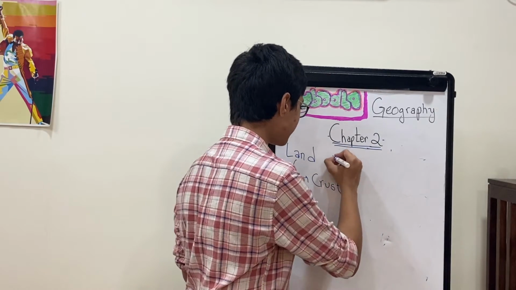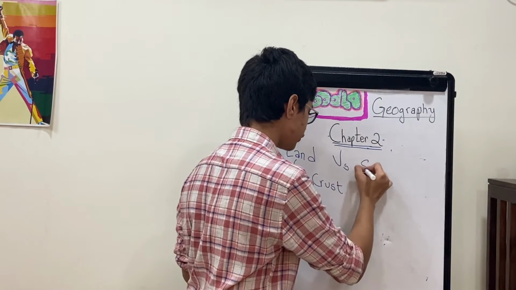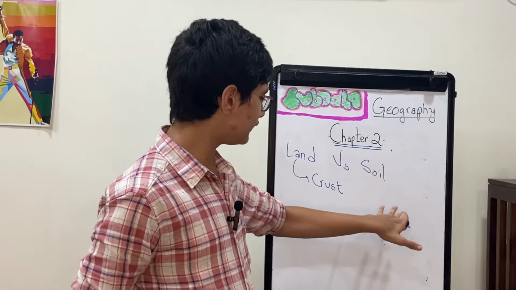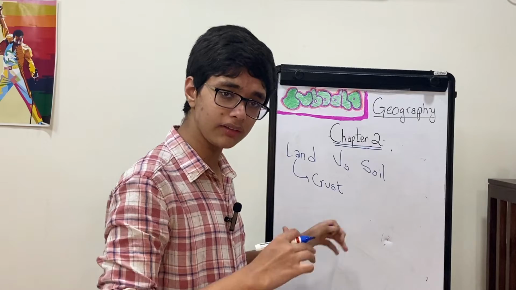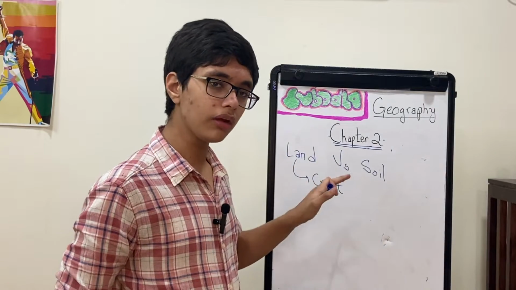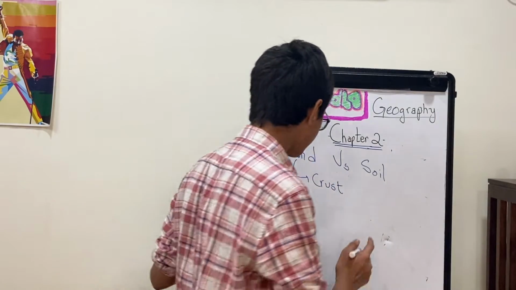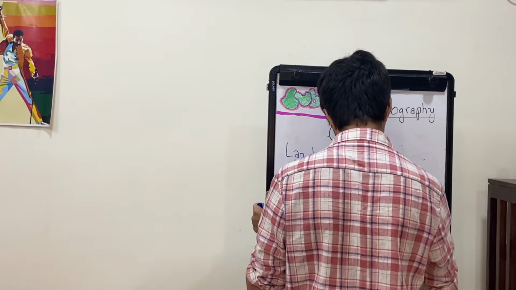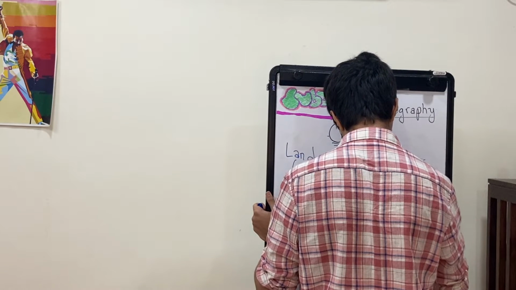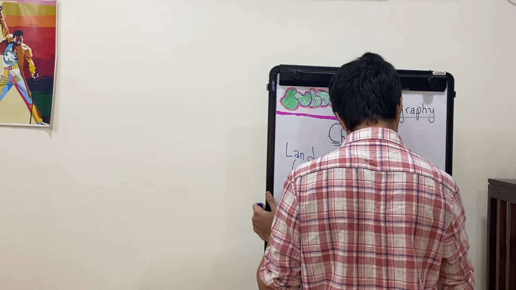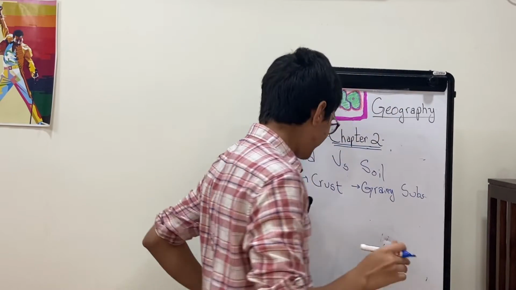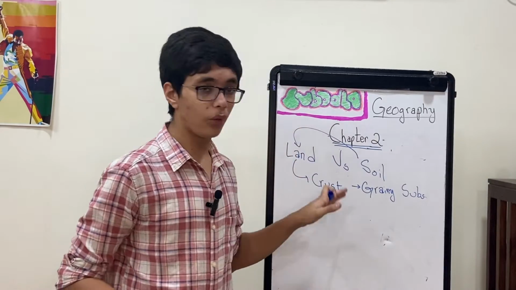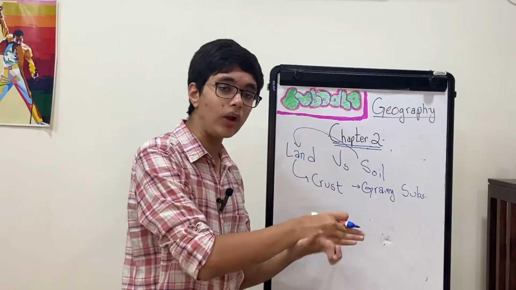So, what is the difference between land and soil? This is a very common question. This is not asked in the exams, but I'd like to tell you this for the purpose of your understanding. When we say soil, we mean a grainy substance. The grainy substance that you find on land is called soil. So, soil is found on land.